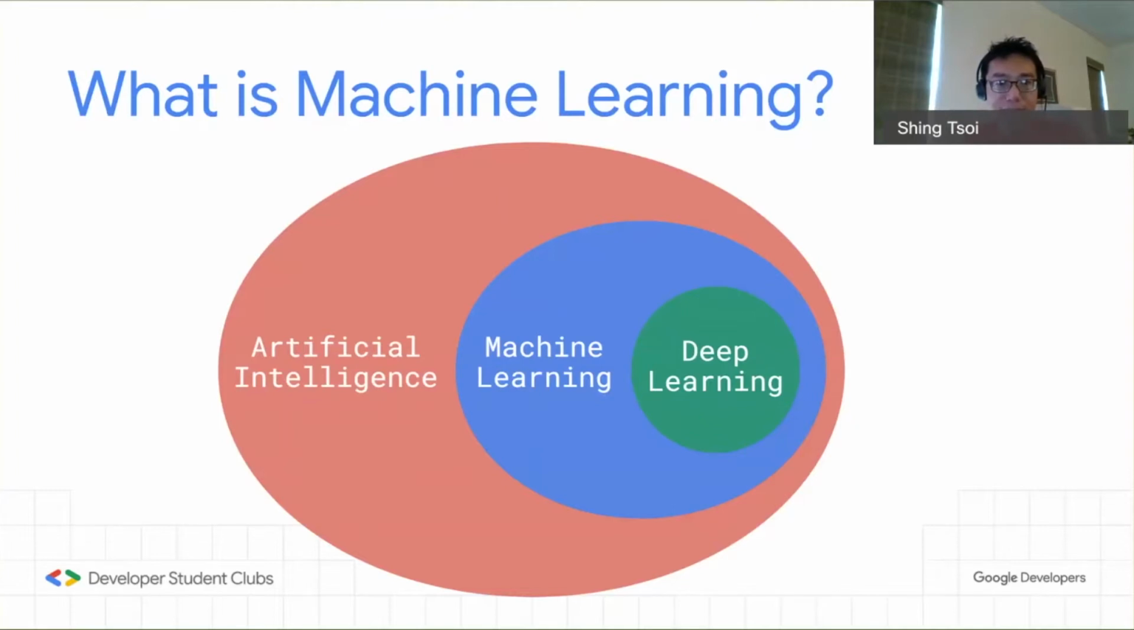And there's also deep learning. Deep learning is a subset of machine learning, which uses deep neural networks as the model in the machine learning problem. So in lab one of this quest, you'll be performing supervised learning to train a wide and deep neural network model and to make predictions.